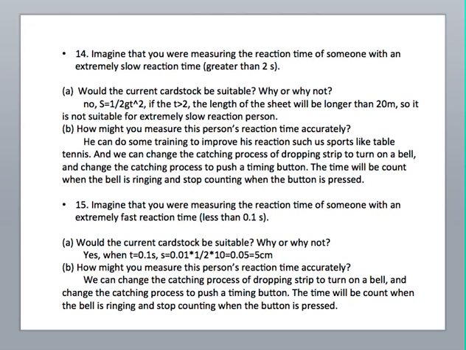And B is, how might you measure this person's reaction time accurately? It's similar to question 14. We can change the catching process of the dropping strip to turning on a bell, and change the catching process to pushing a timing button. So the time will be counted when the bell is ringing, and stop counting when the button is pressed.